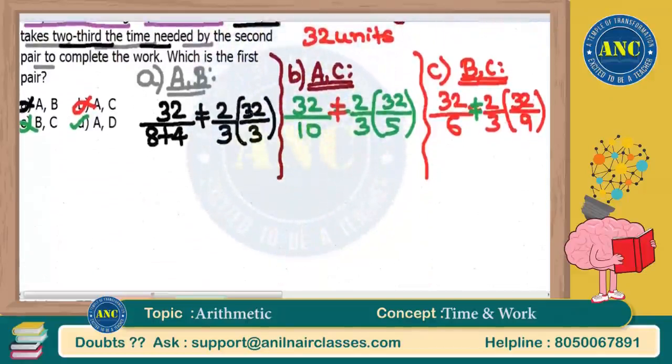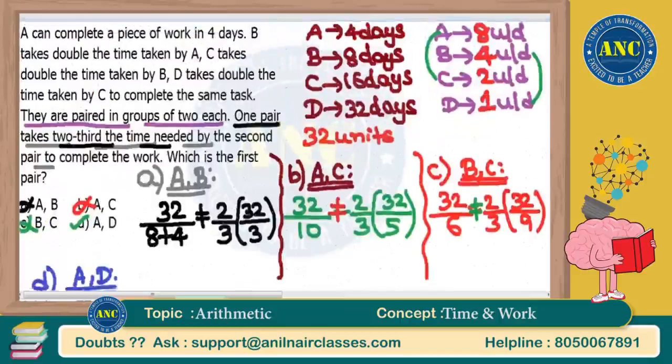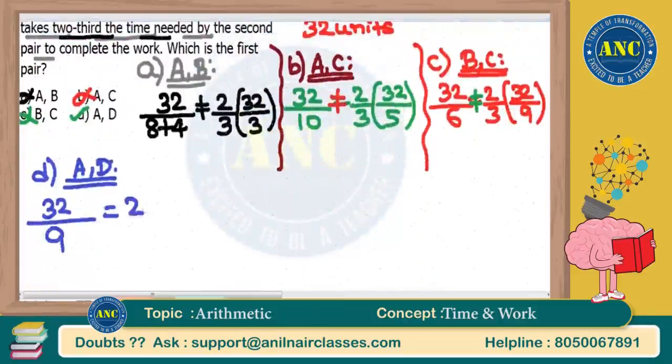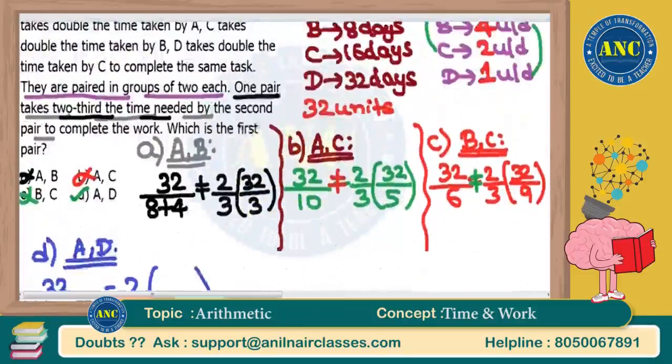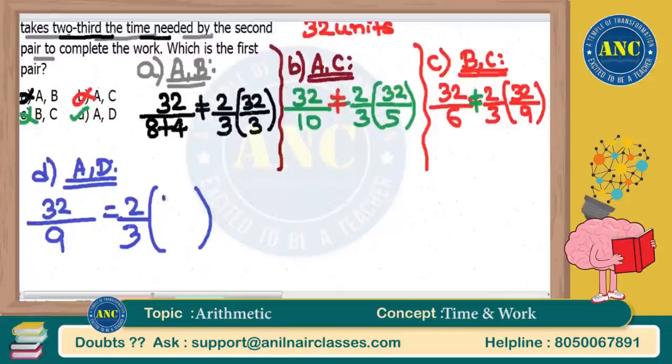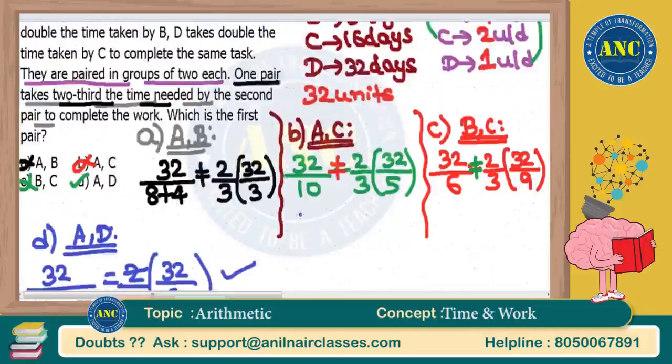Idea clear? If you want, just check it for your confirmation. A and D: 32 divided by A plus D is 8 plus 1, 9. It is equal to 2/3 of B and C. B and C is how much? 4 plus 2, 6. 32 by 6 is 3 times. 32 by 9 is equal to 32 by 9. Yes, Rahul, that also can be done. But instead of taking some number, 2/3, all those things, we are just using this method, Rahul.